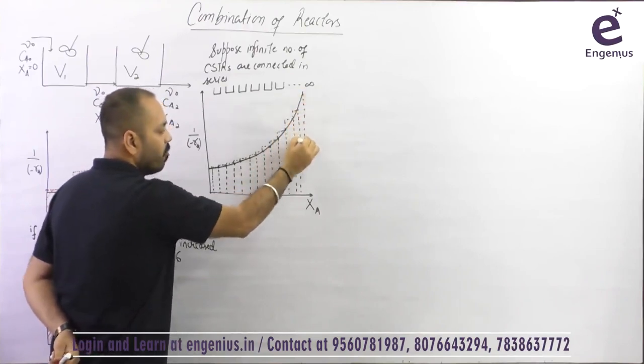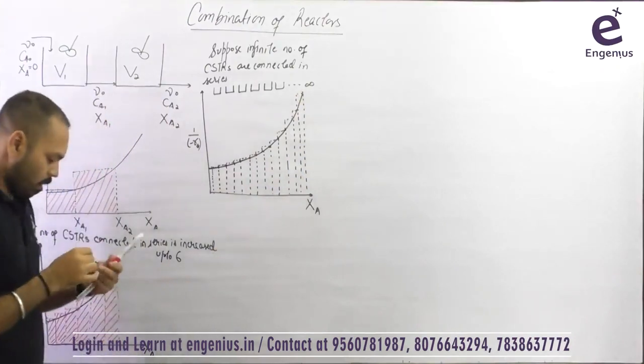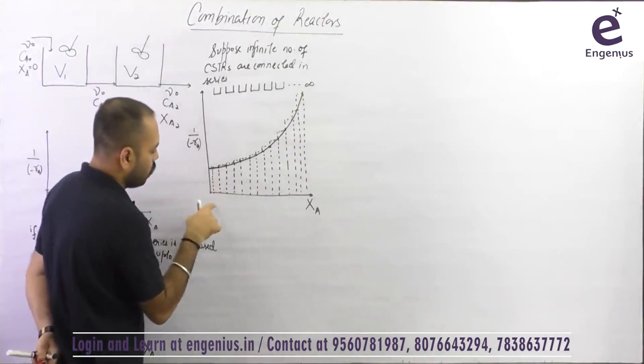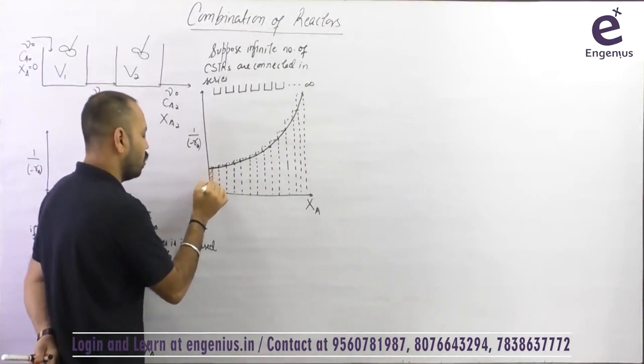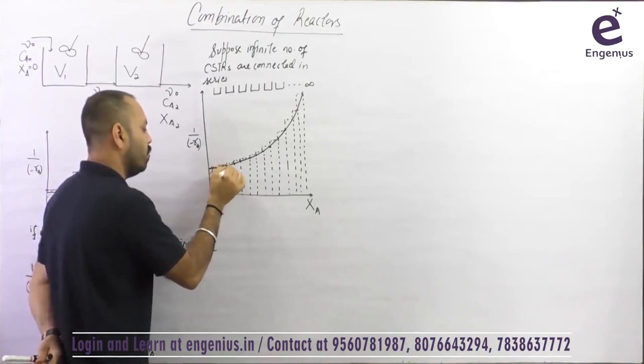You can see that if I complete the rectangle here, everywhere if I complete the rectangle, and let me shade these rectangles first. So this was the first, and then second one, third one, a little bit above the graph also.